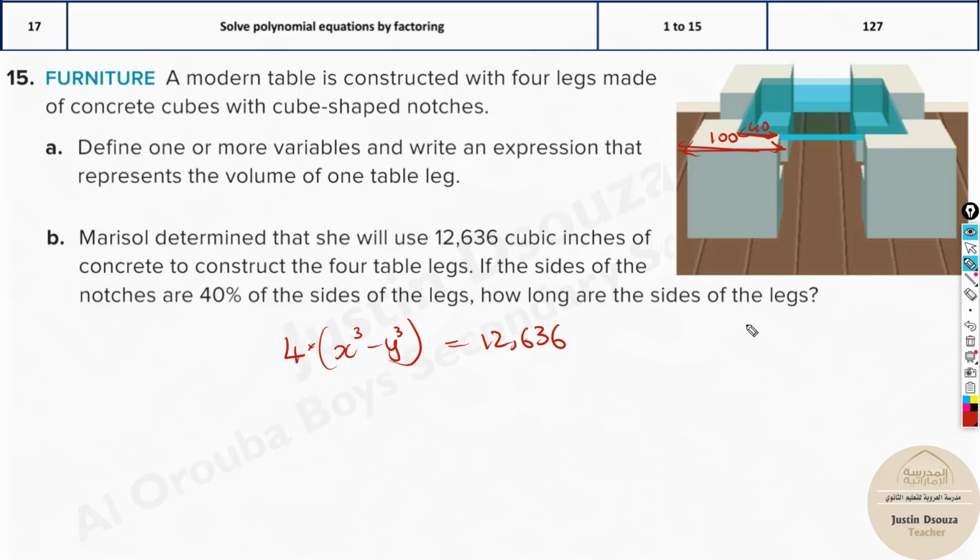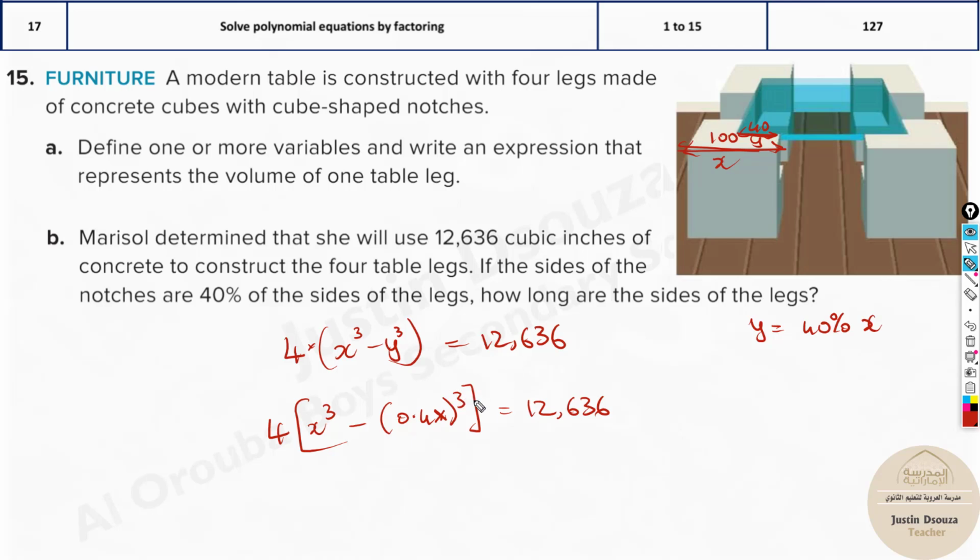So what we will do is, y will be how much? 40% of what? X, because x is this and this is y. So y will be 40% of that. So what I do over here is, in x cube as it is, but instead of y, I will write 40%, or 0.4 if you put it in the calculator. I'll write it as 0.4x the whole cube. This all multiplied is equal to 12,636.